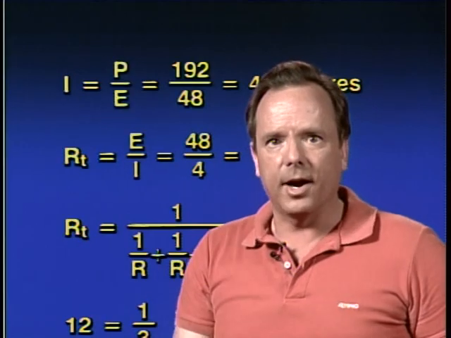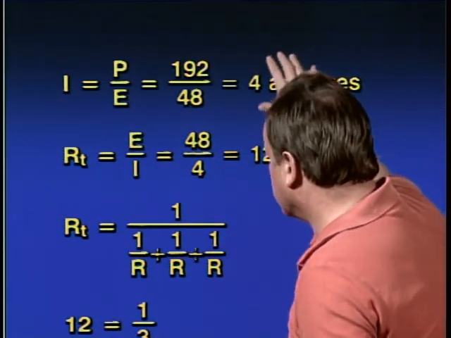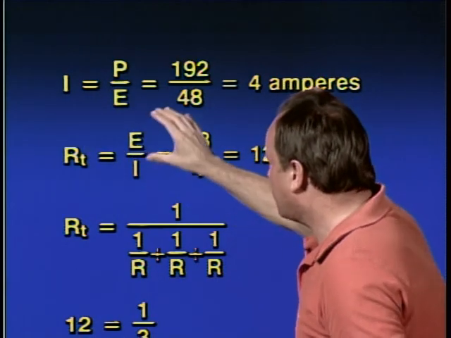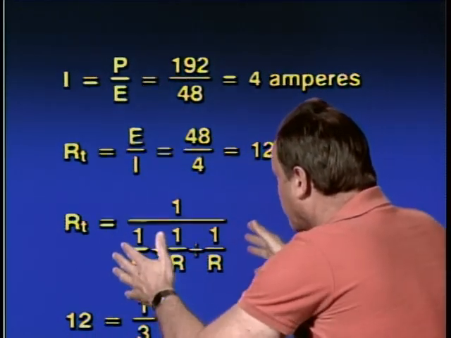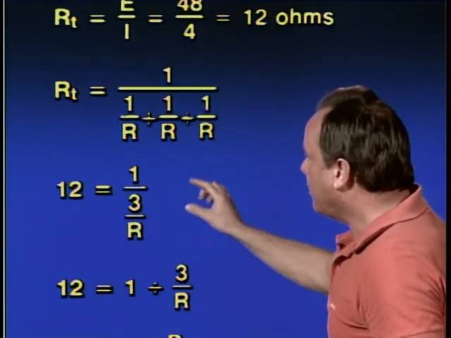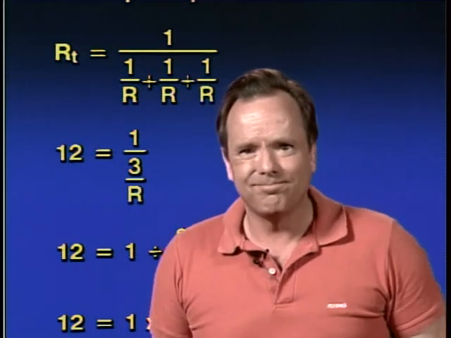All right, so what we did first of all is figure out the current for the entire circuit. Then we figured out the resistance for the entire circuit. Then we used the formula for parallel resistance, parallel circuits, and then we found out the value of R, which is each one of those resistances. You guys have got it made. You're doing fantastic.